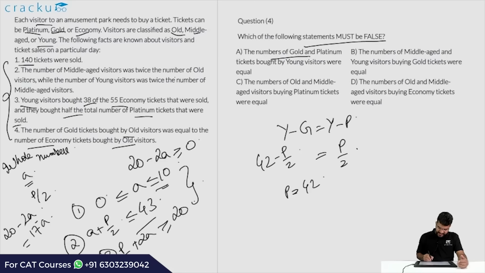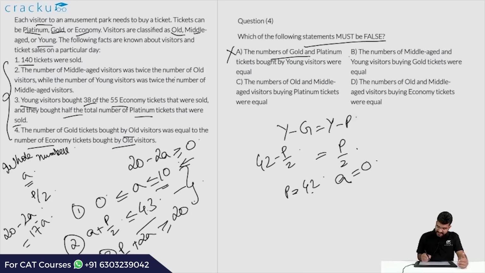For example, if P equals 42, A can be anything. We will assume for this sake that A is equal to 0, in which case the first condition is satisfied. The second condition is A plus P by 2, that is A plus 21, is less than 43. This also is satisfied. The third one is P by 2, which is 21, plus 2A is greater than 20. So this is satisfied. So there will be some cases in which this is true, so this is not the correct answer.